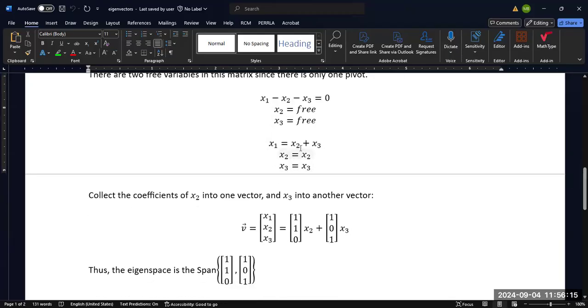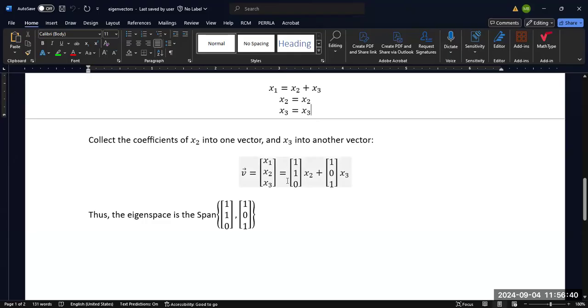And then we collect our coefficients for x2. We have 1 and 1 and no x2, so 1, 1, 0 is our vector for x2. And for x3, we have a 1, no x2, and then a 1 x3, so 1, 0, 1 times x3. And again, this is a homogeneous system, so there's no constant on the end. It's just these two vectors. Both of these are eigenvectors for lambda equals -4.